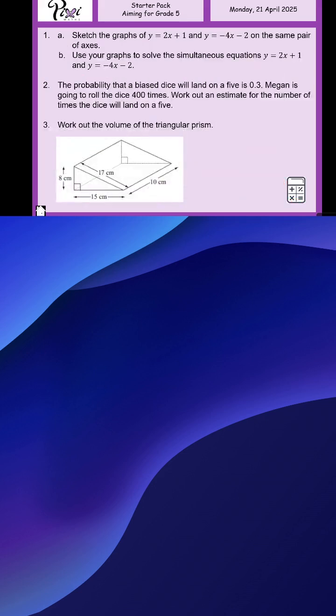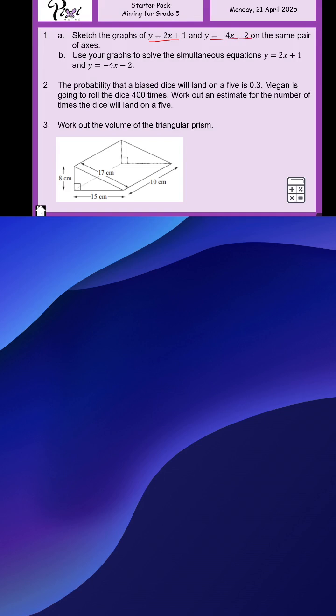Right, next one. So we've got some trickier questions now. Question 1: sketch the graphs of y equals 2x plus 1 and y equals minus 4x minus 2 on the same pair of axes. For this one, I'm going to need a table of values.